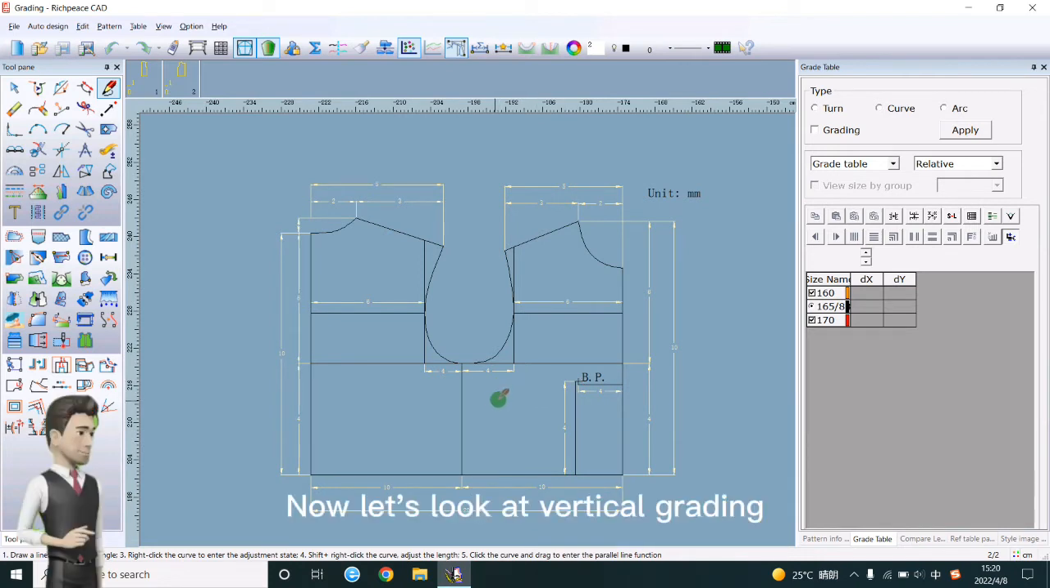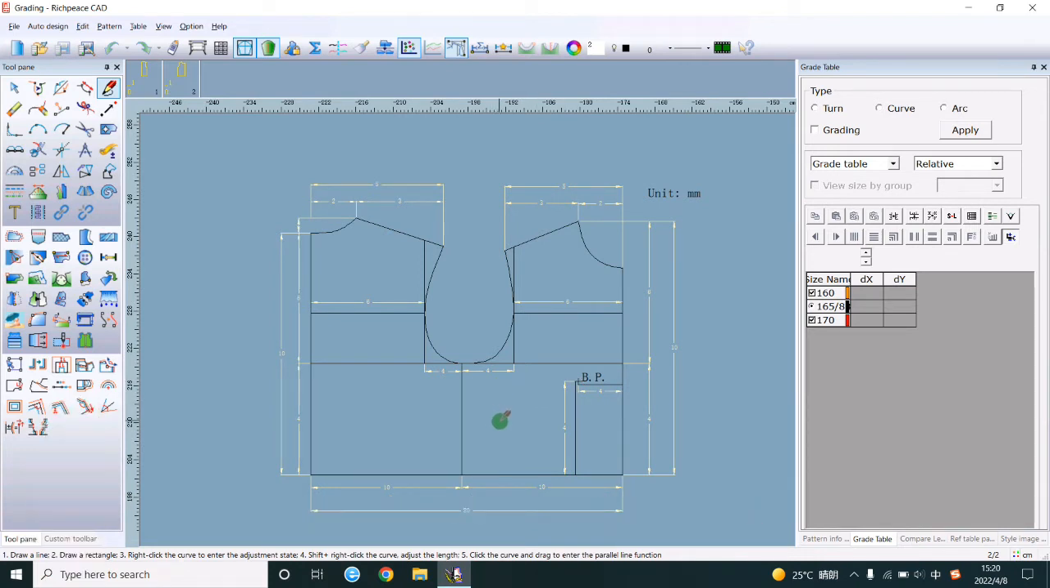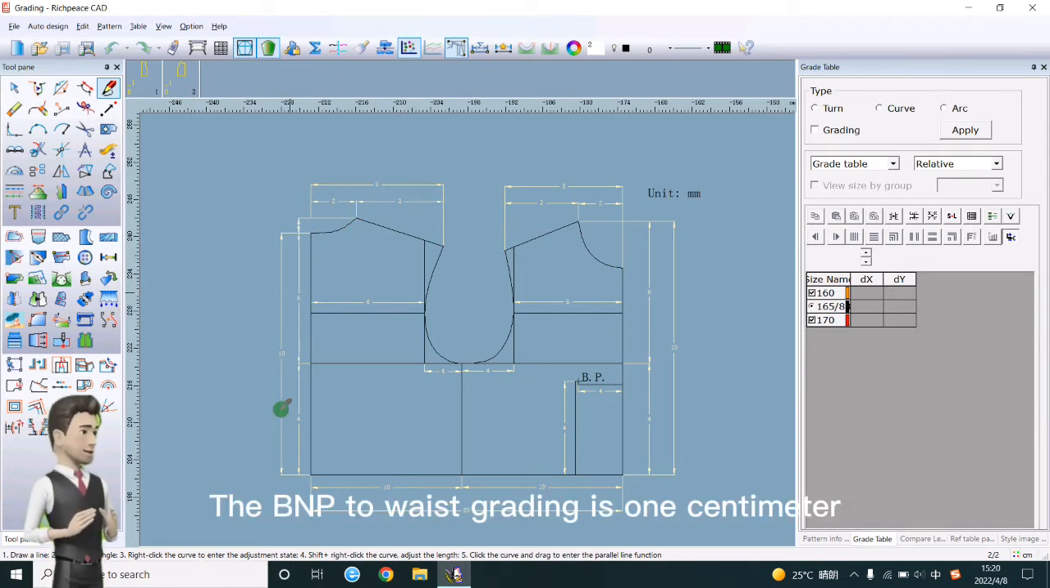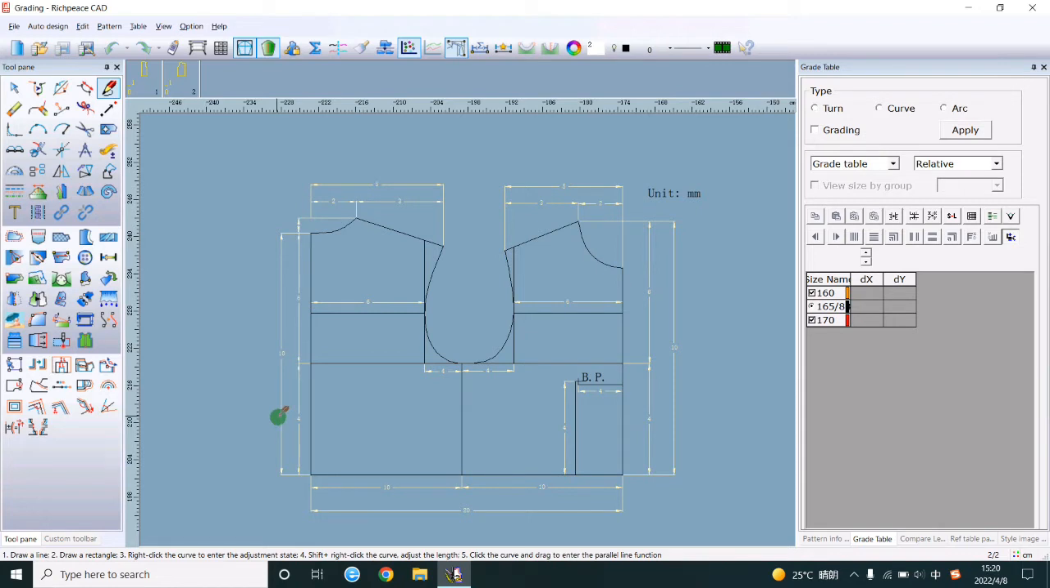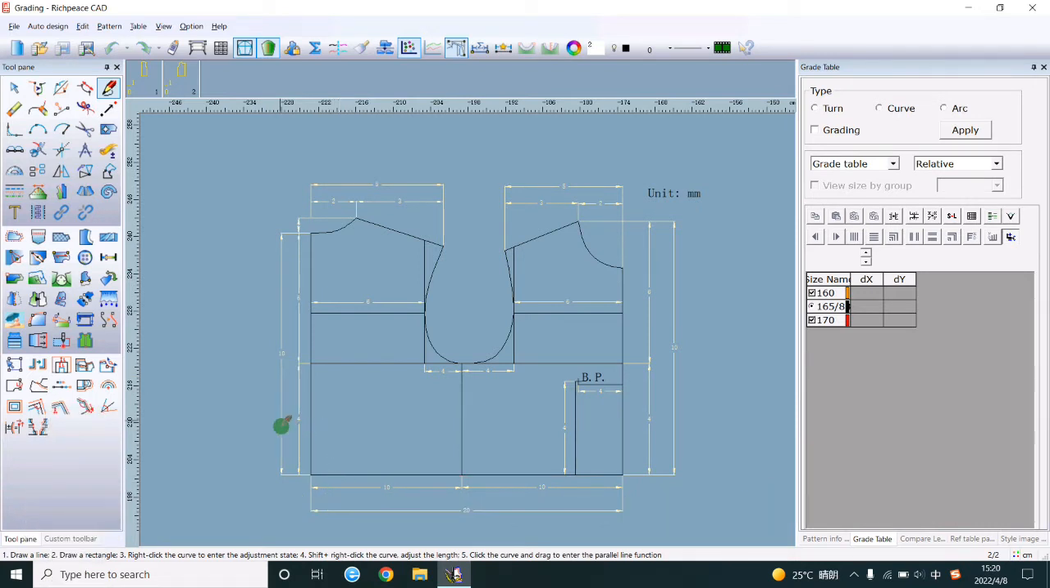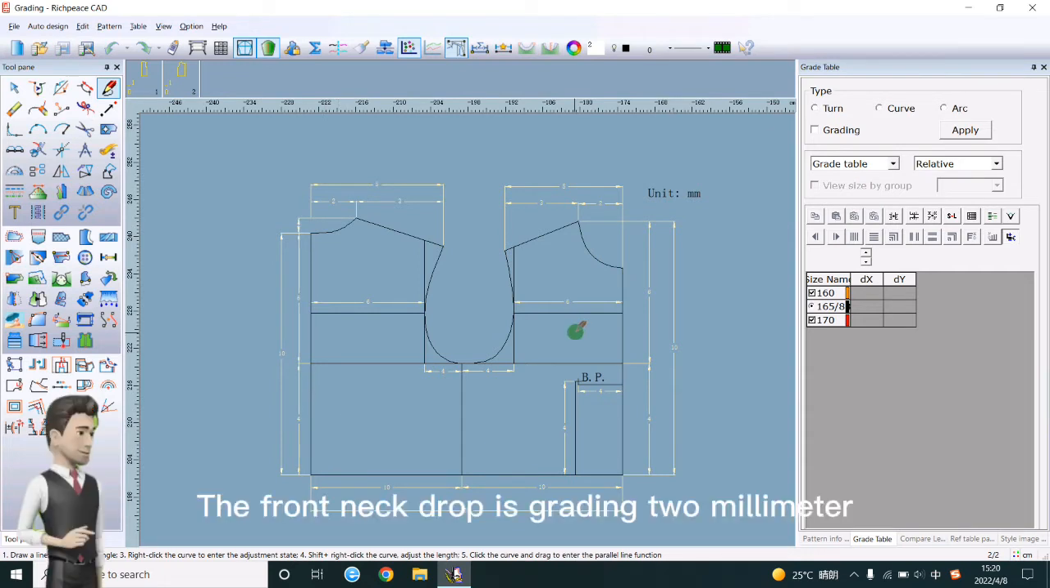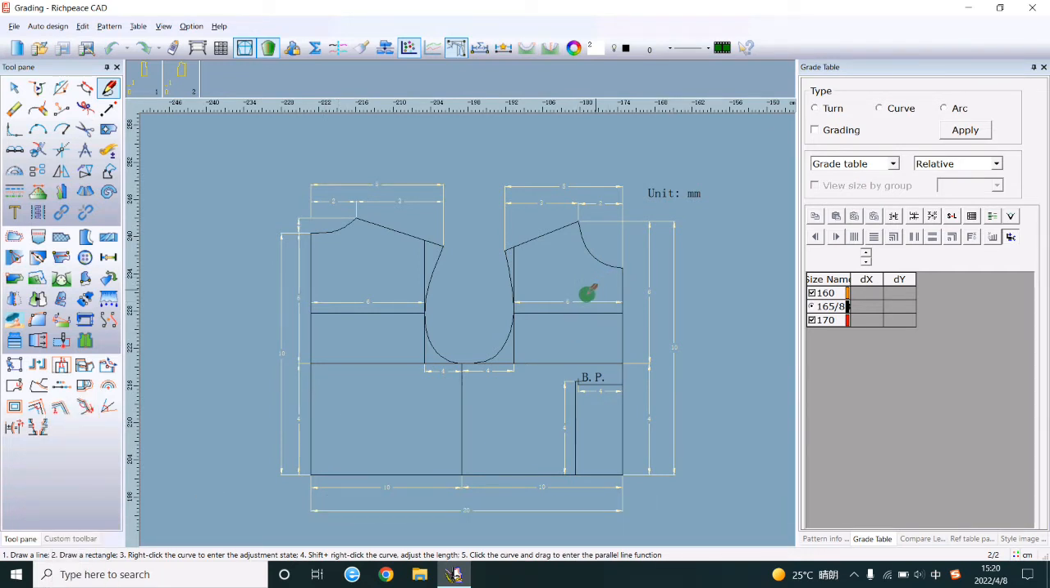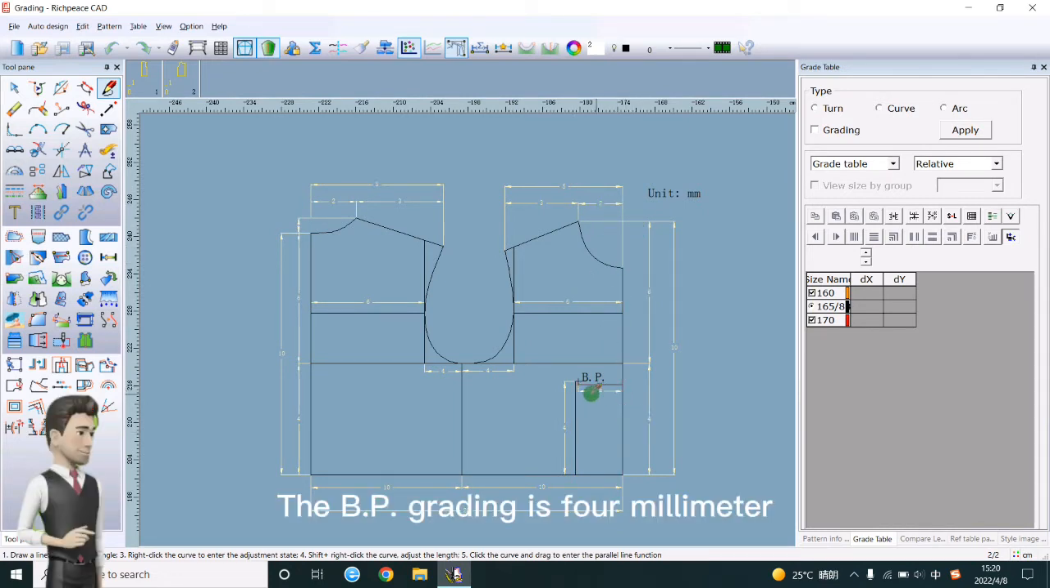Now let's look at vertical grading. The BNP to waist grading is 1 cm. This is back length. The BNP to bust line grading is 6 mm. The bust line to waist grading is 4 mm. The front neck drop is graded 2 mm. The BP grading is 4 mm.